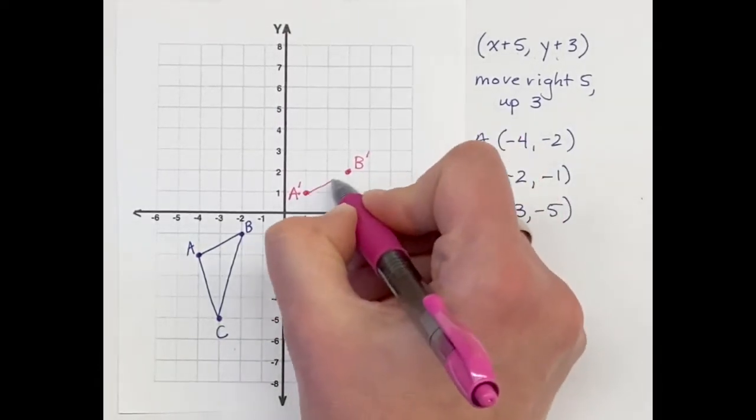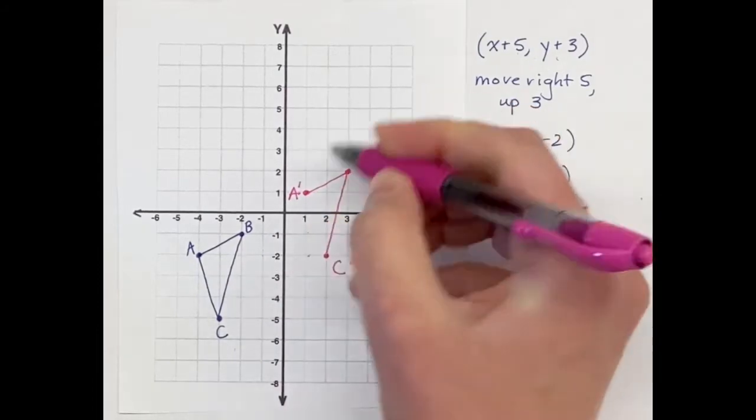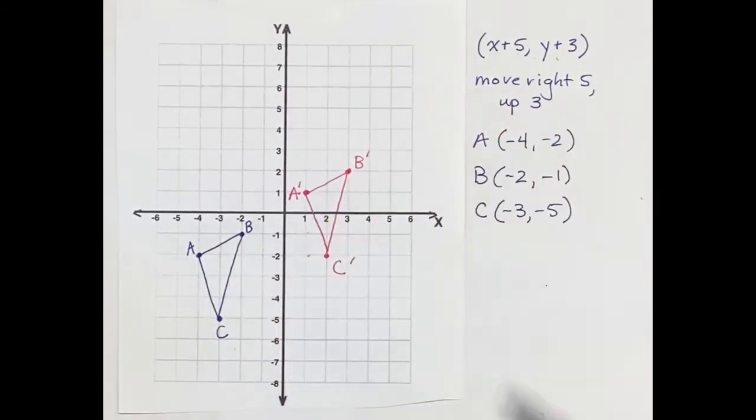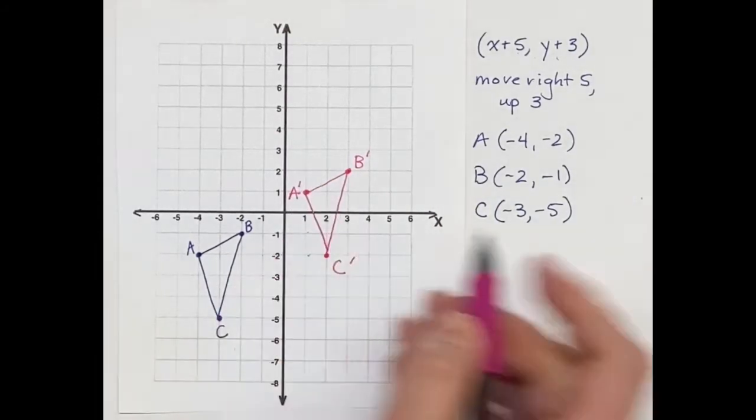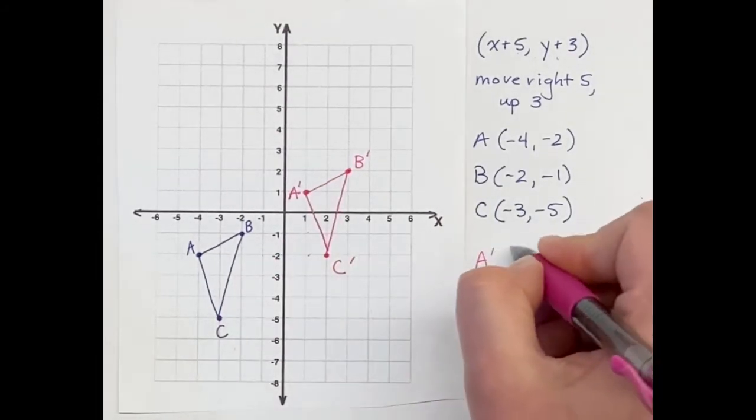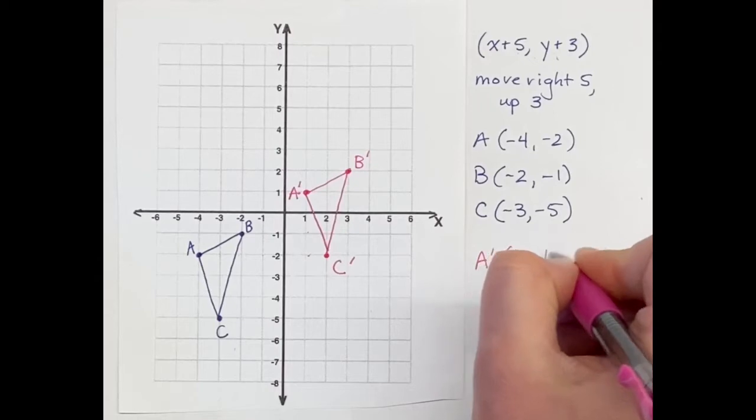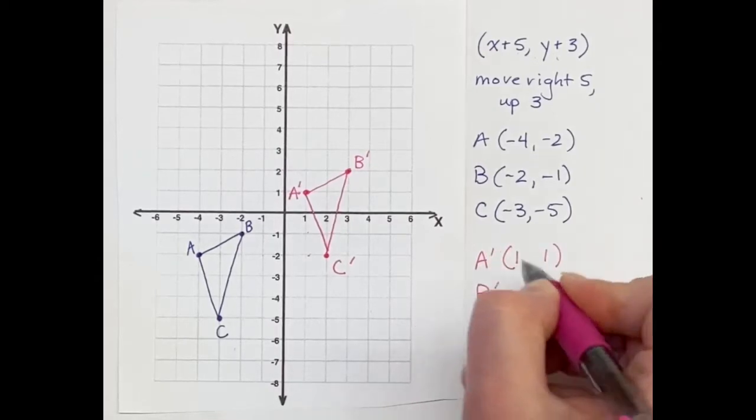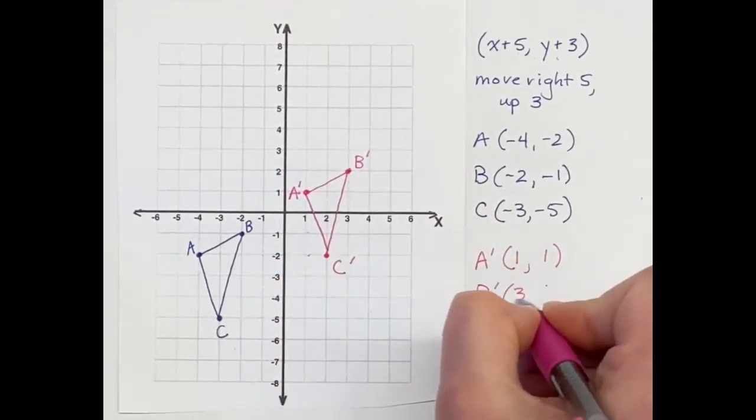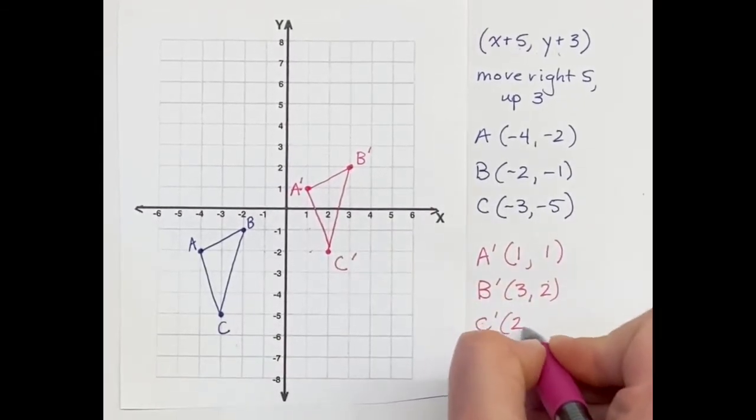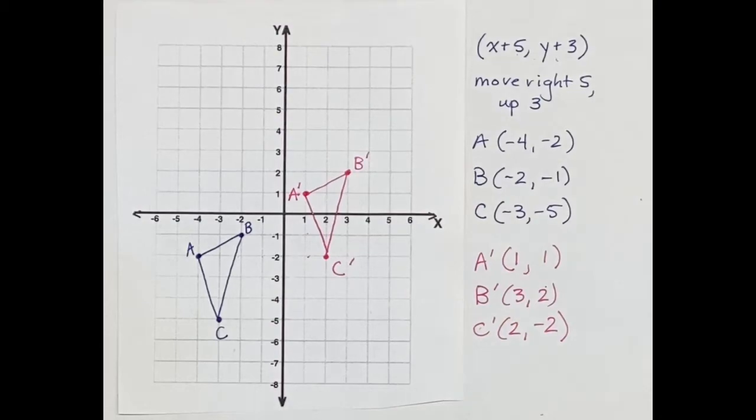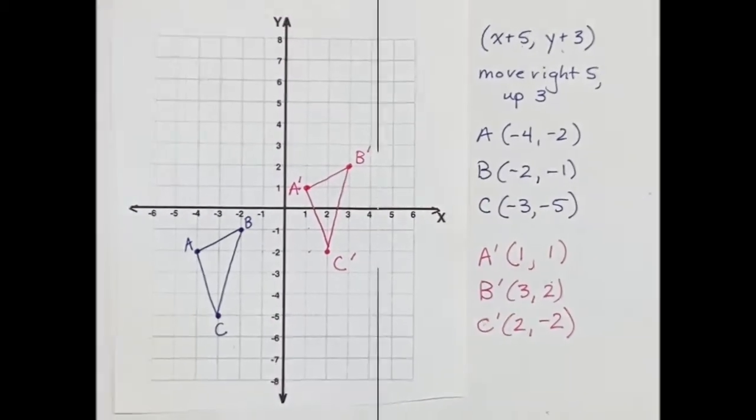When we connect our dots, we see that the congruency has been retained. Same size, same shape. All it's done is slid across the coordinate plane. I'm going to write my new points here. A prime is 1, 1. B prime would be 3, 2, and C prime is 2, -2. That's it. That's the translation.